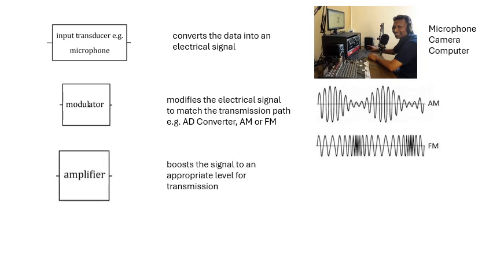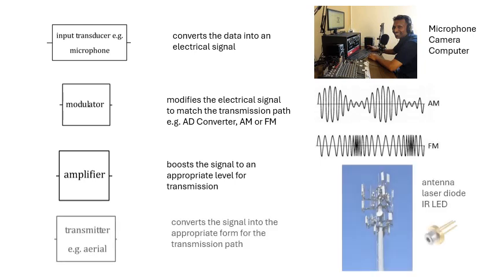Amplifier: boost the signal to an appropriate level for transmission. And then some kind of transmitter, which may be an antenna, or if it's an optical fiber, a laser diode or an infrared LED, converts the signal into the appropriate form for the transmission path.